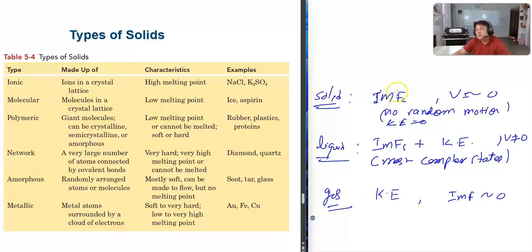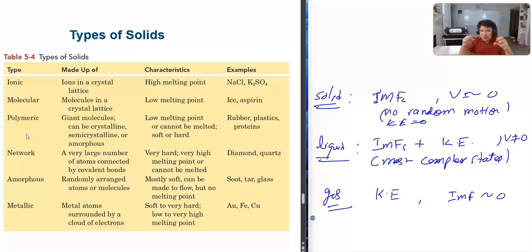Now let's think about some types of solids, like ionic solids, right? They have a high melting point. For example, this is an example. Molecular solids, okay, they have dispersion forces and a low melting point. For example, ice, aspirin.